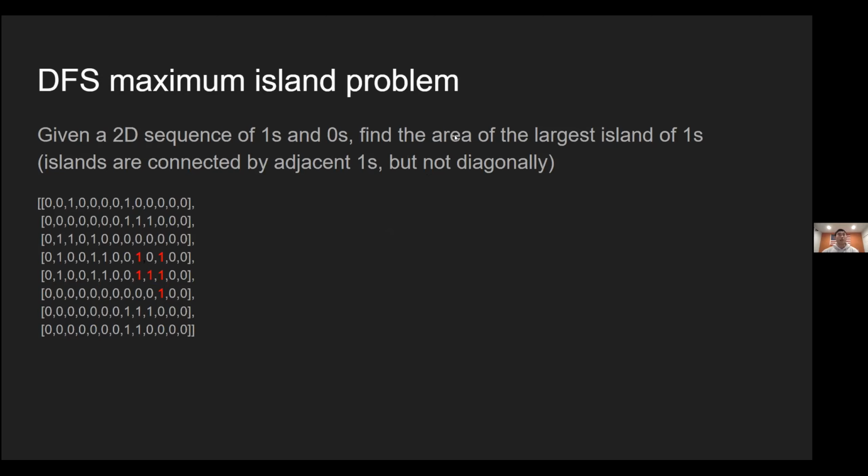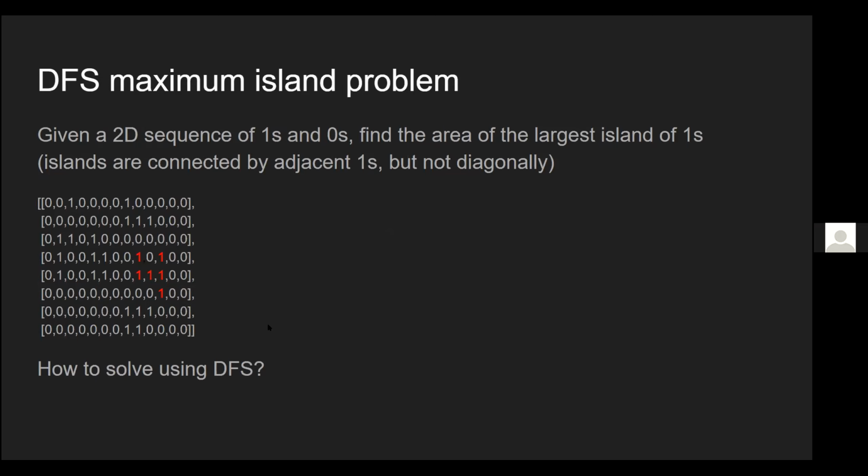We want to find the area of the largest island of ones. In this case, it's this island here: 1, 2, 3, 4, 5, 6 ones. All of the other islands are smaller. So given this problem, how can we solve for the solution? Anybody want to take a crack at it? How can we solve this? Hopefully using DFS.